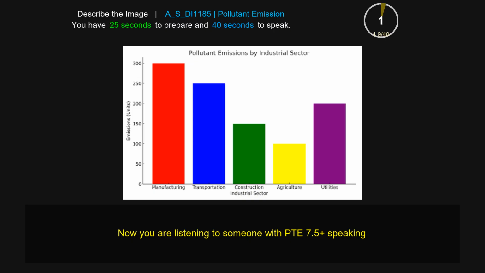The following bar graph shows the pollutant emissions by industrial sector. The x-axis gives us the main idea about manufacturing, transportation, construction, industrial sector, agriculture and utilities. The y-axis is divided into emission units varying from 0 to 300. It is evident that manufacturing is the main cause of pollutant emission by industrial sector, followed by transportation, followed by utilities and construction industrial sector, and the least is due to agriculture. Moreover, the picture gives a great idea on the pollutant emissions by industrial sector.